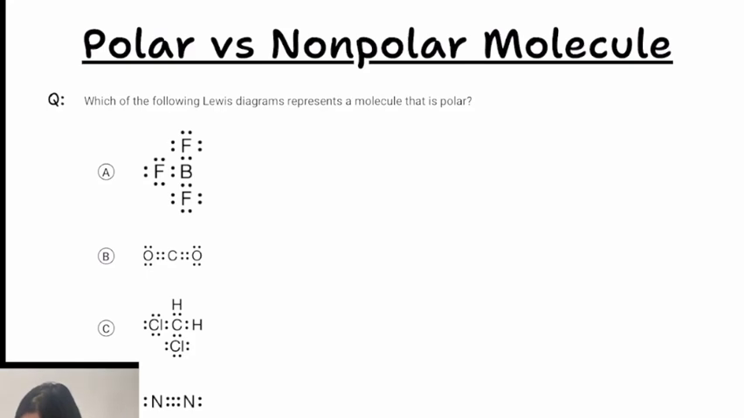Next. Which of the following Lewis dot diagrams represents a molecule that is polar? Okay, so BF3. The central atom boron has 1, 2, 3, three electron pairs. So boron, fluorine, fluorine, fluorine. It's perfectly symmetric, trigonal planar, and each of the bonds is exactly the same, so it is perfectly symmetric. This is nonpolar.